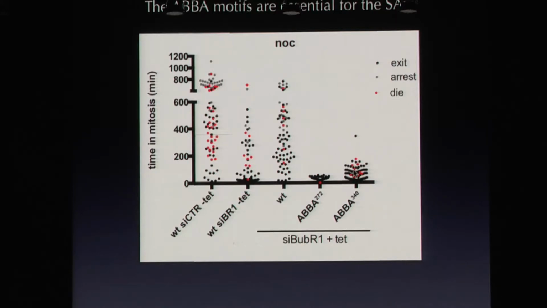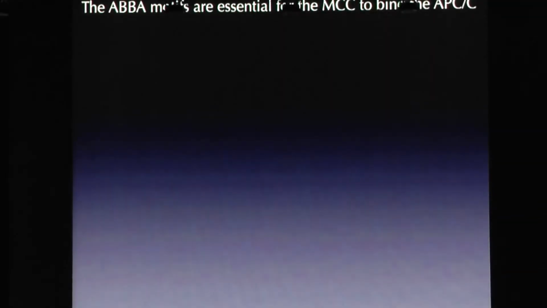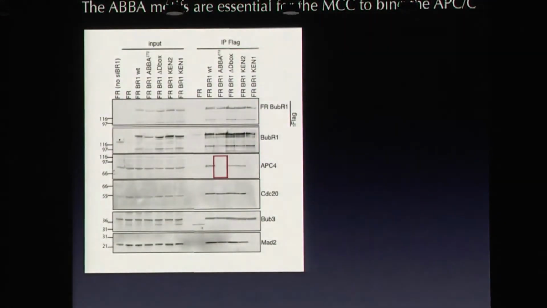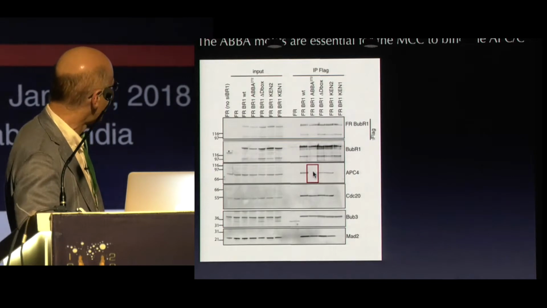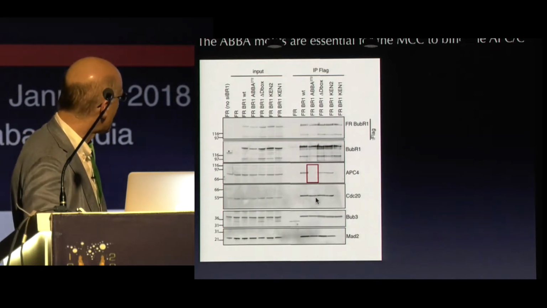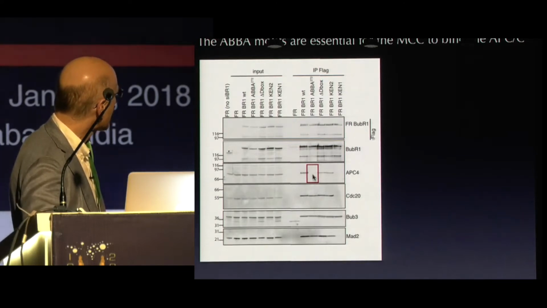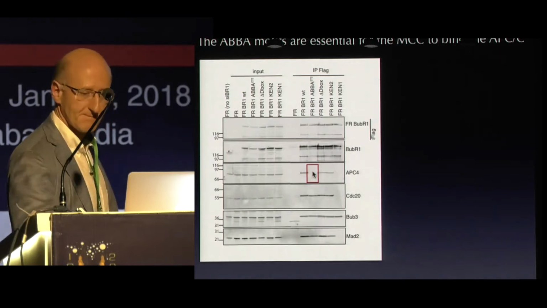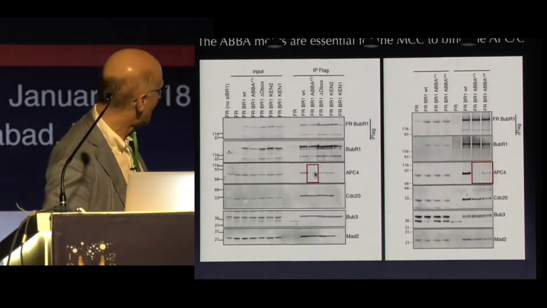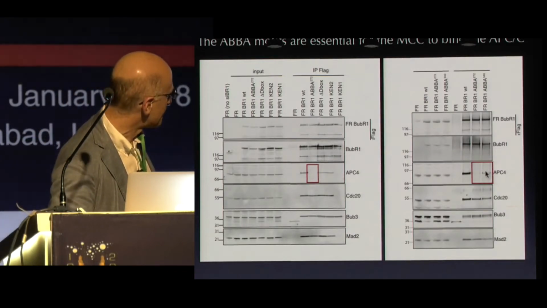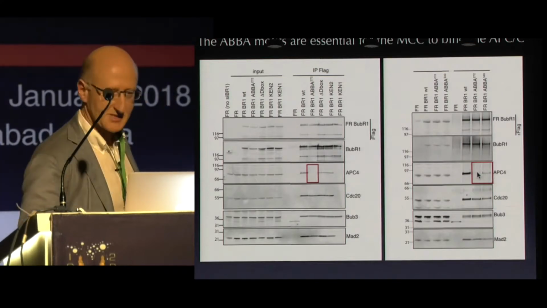So what are they doing? And it turns out that they are indeed essential for the MCC to bind to the APC, because here we have wild-type BubR1, and here we have this first Abba mutant, and you can see that BubR1 binds to make the MCC, MAD2, BubR1, and CDC20, but it can't bind to the APC at all. And if we do this with the second Abba motif, you can see that we also have a dramatic effect on APC binding, but it's not quite as strong as that first Abba motif.